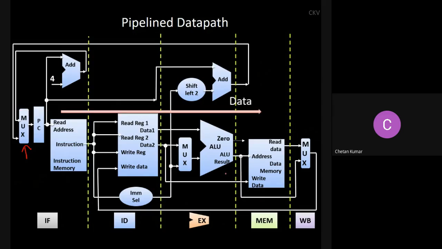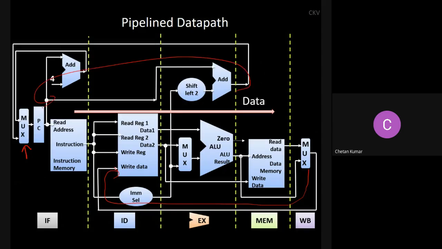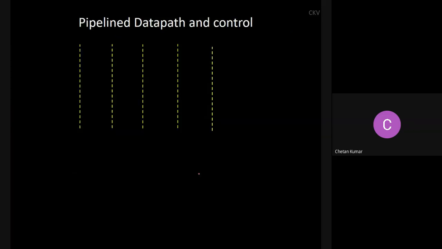Now, this is how the data typically flows, except for one case where you are writing into the register file, where the data goes back. The PC change is also happening in this direction, but except for that, most of the data flows in this direction. Except for that and except for this one.